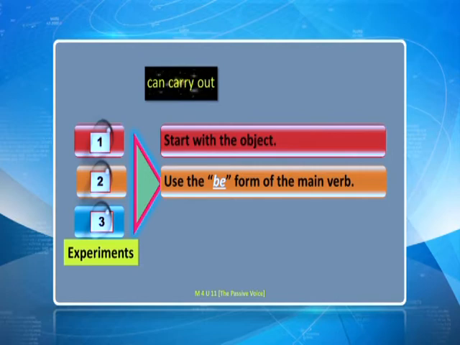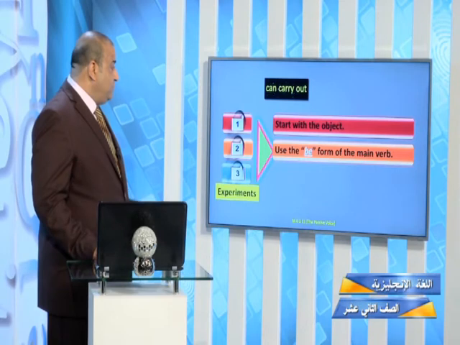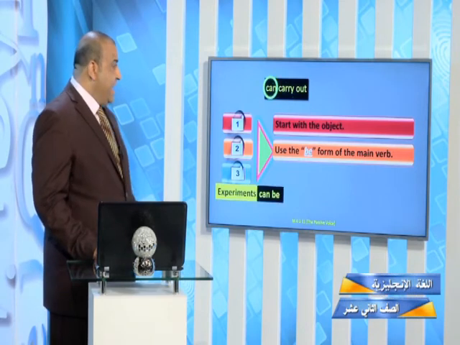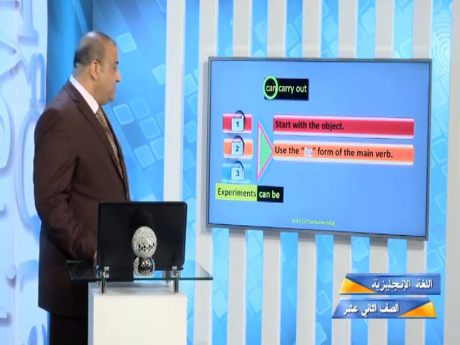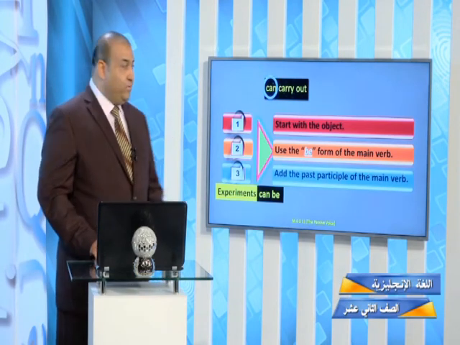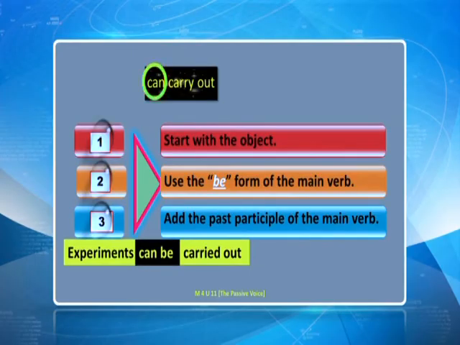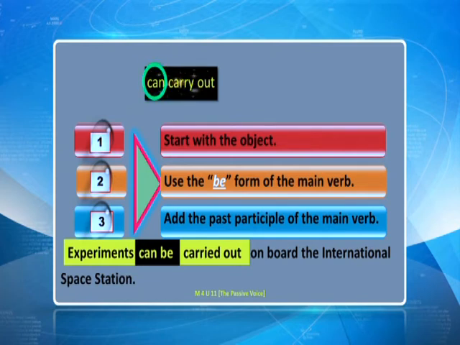If you have a modal followed by a verb, as we have already agreed upon, we have to put it this way: can be. After that, you have to add the past participle of the main verb, which is here the phrasal verb carry out. It is a regular verb, so what you have to do is to add only ed. And then we go back to the prepositional phrase on board the International Space Station. So our passive voice sentence is: experiments can be carried out on board the International Space Station.